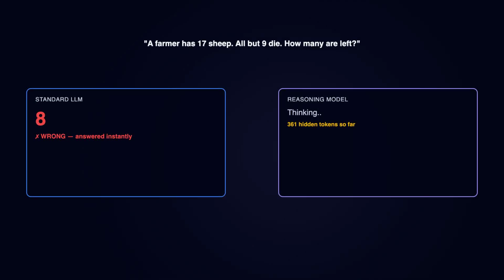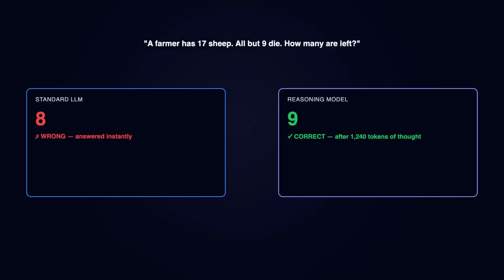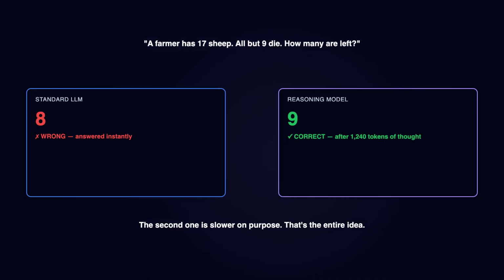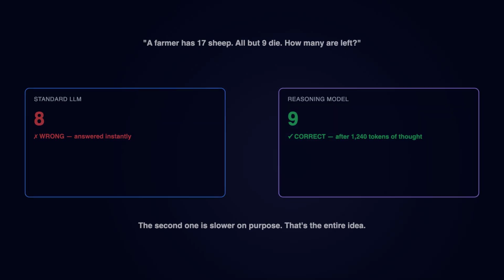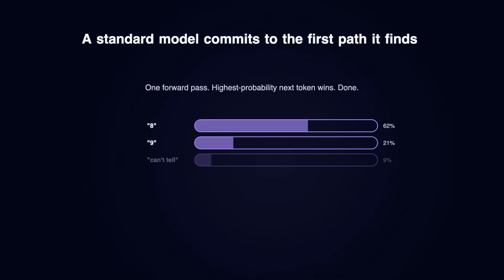A farmer has 17 sheep, all but 9 die. How many are left? The standard model answers instantly. 8. Wrong. It pattern matched the subtraction and never actually read the question. The reasoning model just sits there, thinking, burning through over 1,000 hidden tokens before answering 9. Correct. The second one is slower on purpose. That's the entire idea. Here's why the standard model got it wrong.